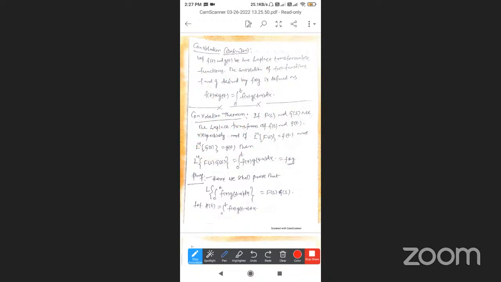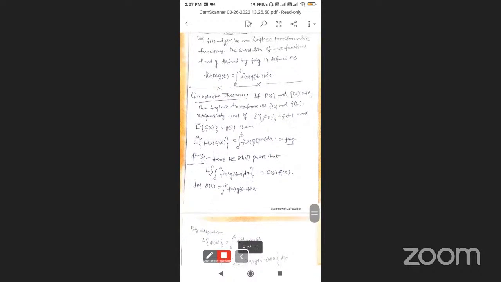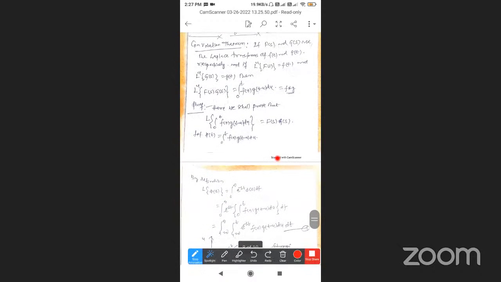Next, page number 202. That is an important theorem, a long question: the convolution theorem. What is the convolution theorem? Capital F of s is the Laplace transform of f of t.